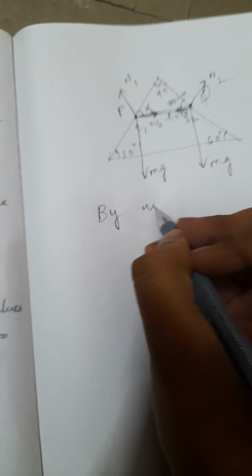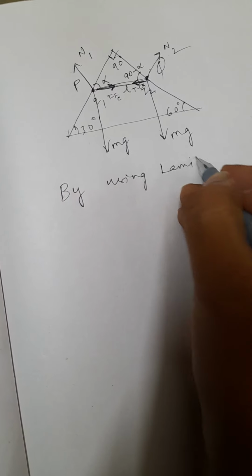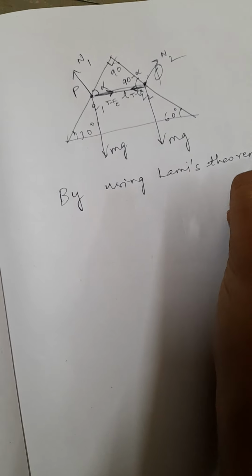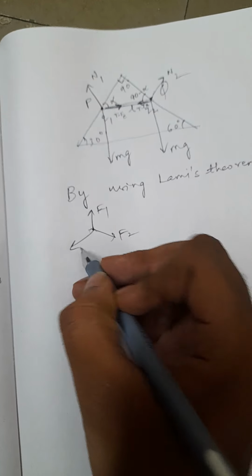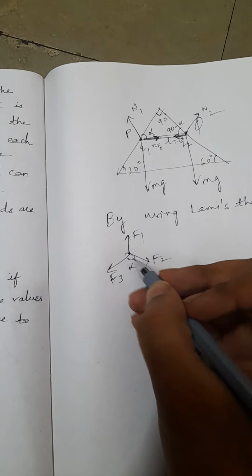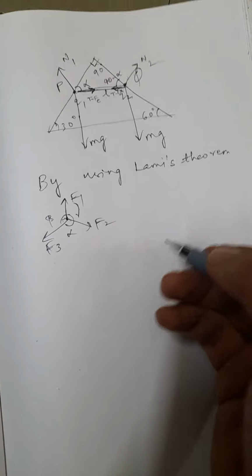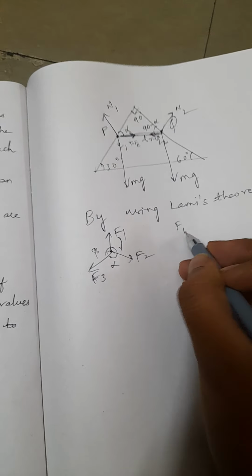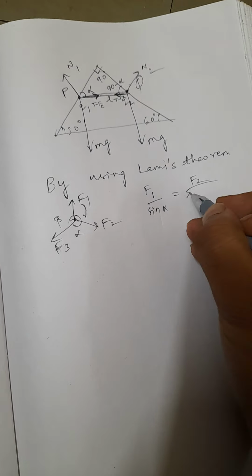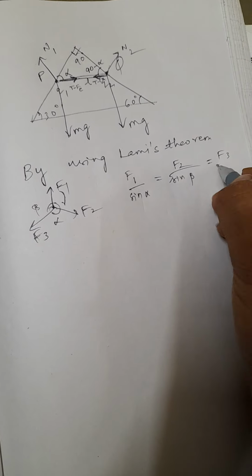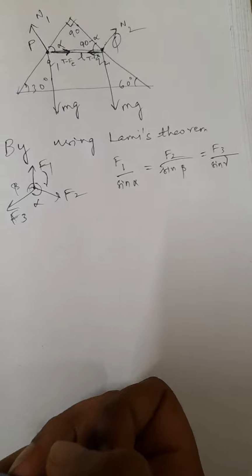We can solve this problem by using Lami's theorem. Let's see what is meant by Lami's theorem. Suppose there are three forces F1, F2, F3, and the angles between them are alpha, beta and gamma. Then according to Lami's theorem we can write F1 by sine alpha is equal to F2 by sine beta is equal to F3 by sine gamma. Based on this theorem we can solve the following problem.